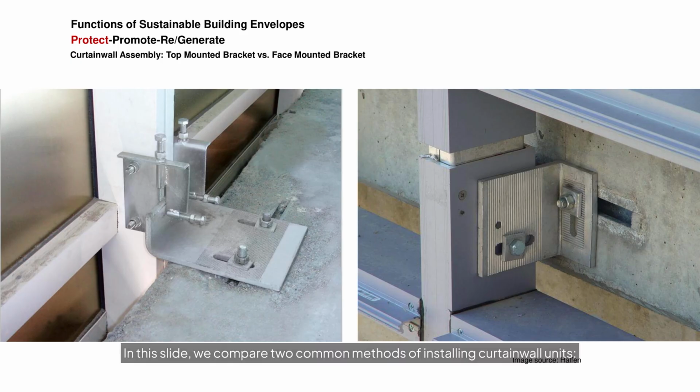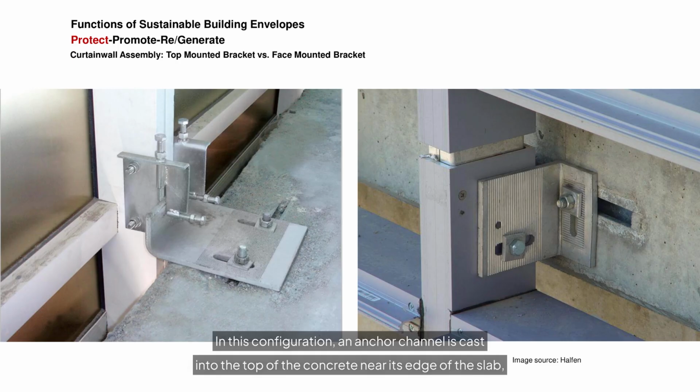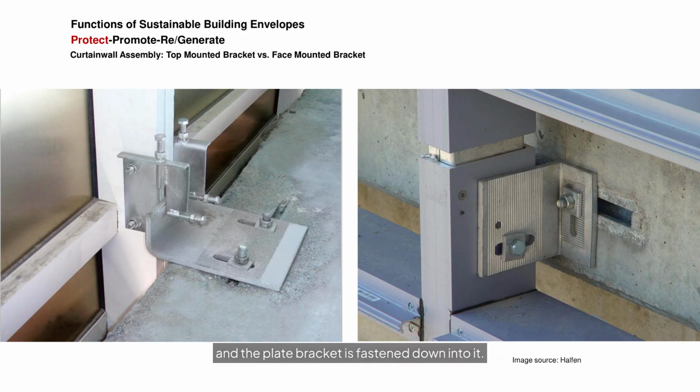In this slide, we compare two common methods of installing curtain wall units: top-mounted anchor brackets versus face-mounted anchor brackets. The figures here show the difference in how the anchor bracket attaches to the concrete slab. The top-mounted anchor on the left sits on top of the floor slab. In this configuration, an anchor channel is cast into the top of the concrete near the edge of the slab, and the plate bracket is fastened down into it.